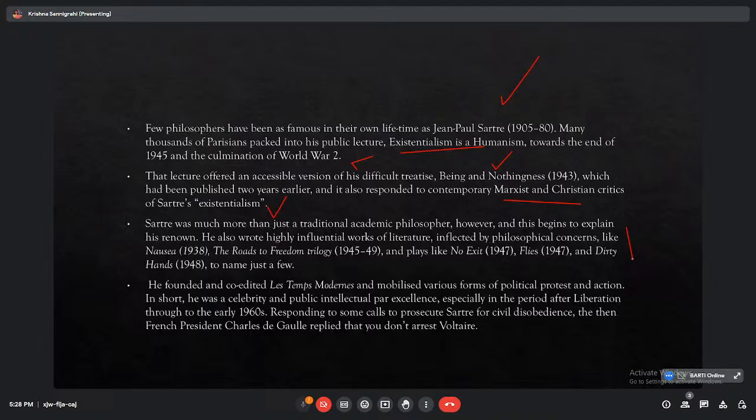He founded and co-edited Les Temps Modernes and mobilized various forms of political protest and action. In short, he was a celebrity and public intellectual par excellence, especially in the period after liberation through the early 1960s. Responding to some calls to prosecute Sartre for civil disobedience, the then French President Charles de Gaulle replied that you don't arrest Voltaire.